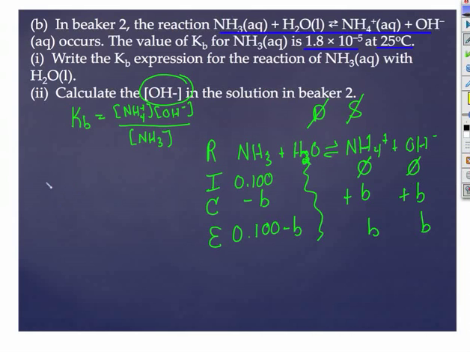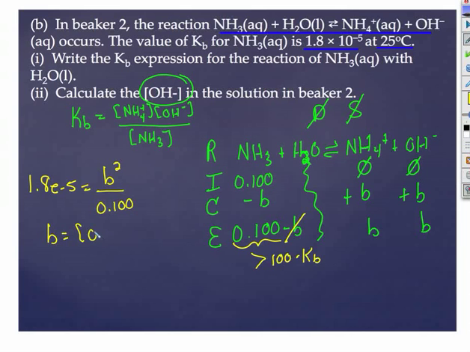They give us our K value, so now we can substitute in. 1.8 times 10 to the minus 5 is B squared over 0.100. I neglected that because this number is greater than 100 times my Kb, which means that it doesn't ionize very much, that the percent ionization is quite small. Right? So if you solve this, you should get that B, which remember is equal to, in this case, your OH minus. Redefine what your symbols mean, and that is 1.3 times 10 to the minus 3 molar.